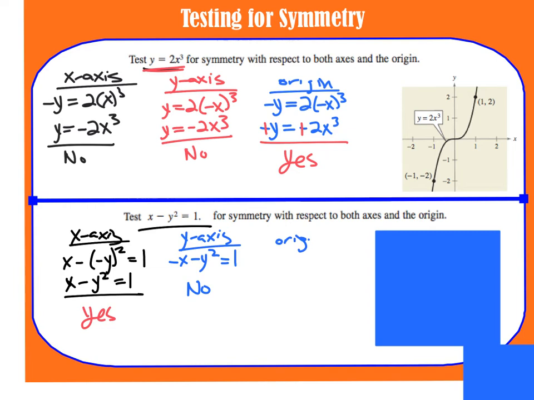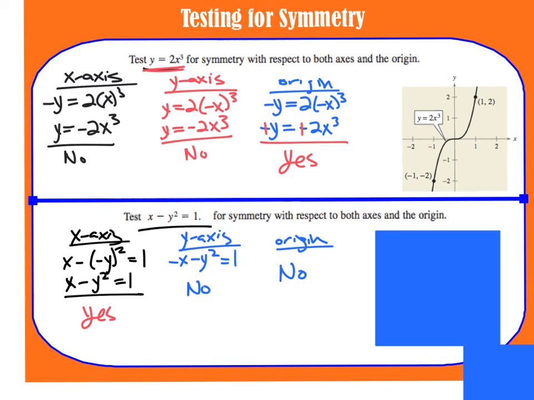And then let's use our cheat codes. Let's test for origin symmetry. Do I actually ever have to do that one? No, I never really have to do that one. I can just check to see if the y-axis and the x-axis are the same. Are they the same? No. So we don't have origin symmetry.